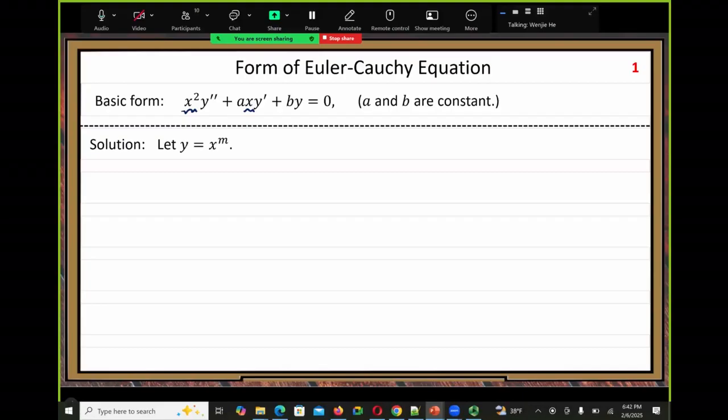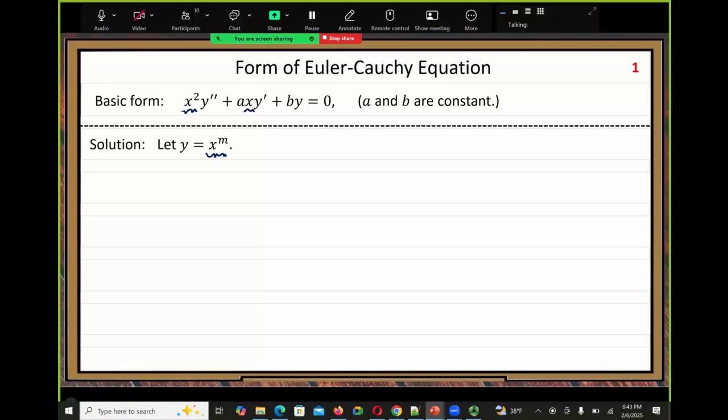We consider y equals x to the mth power, this special form. This time it's not an e function. The previous one we used the e function, but this time we use the monomial function, x to the m. So what's that? The m is some constant to be determined.